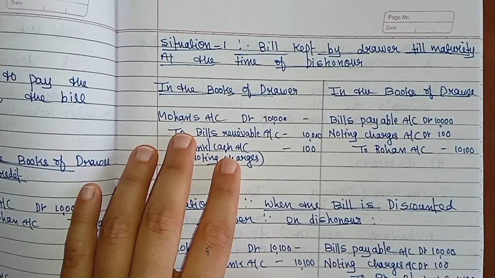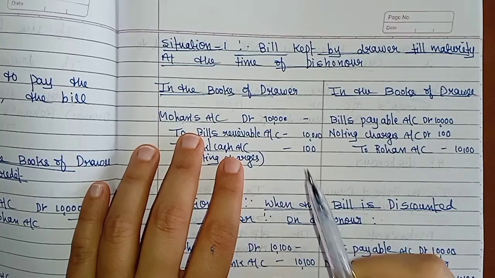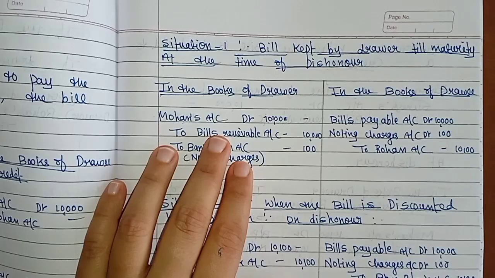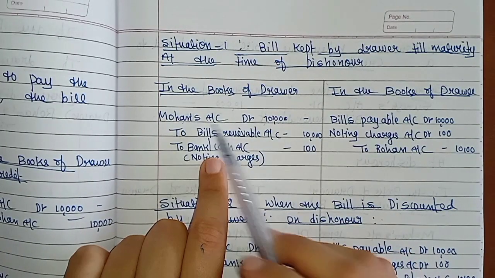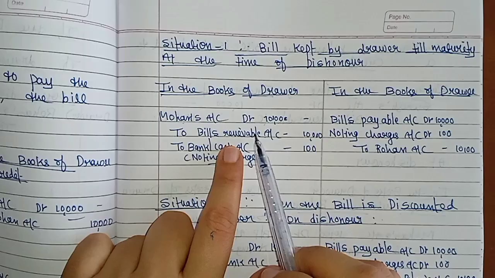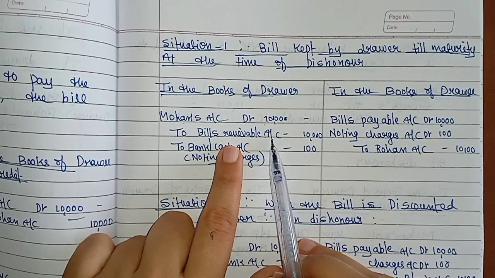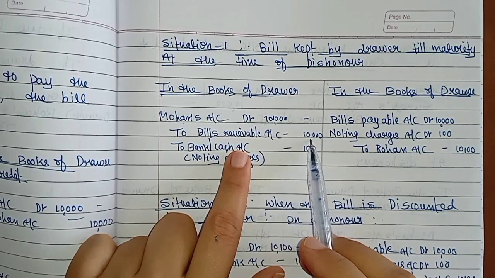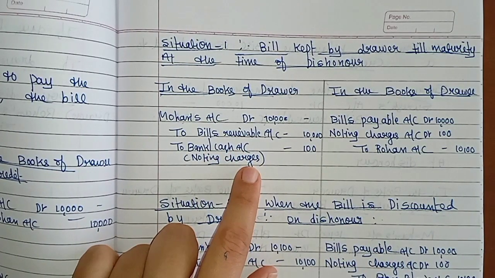Clear? Now Mohan has to pay the amount, but he fails to pay the amount to Rohan. So Mohan's account here we need to debit, means the drawer again treats the drawee as a normal debtor. Clear? So I hope this journal entry is clear to you all. Mohan's account debtor to bills receivable account. Here why have we credited the bills receivable account? The drawer cancels the bills receivable because the bill is not going to be paid, so credit bills receivable account. And next one, to bank or cash account, that is noting charges, that is rupees 100.